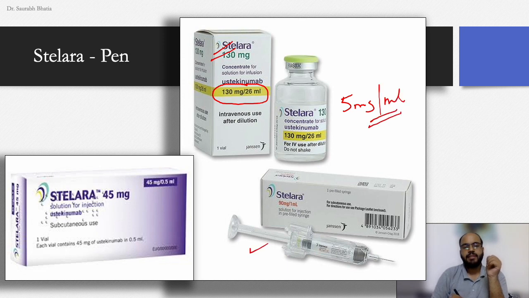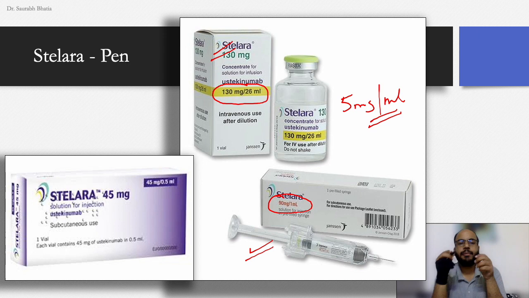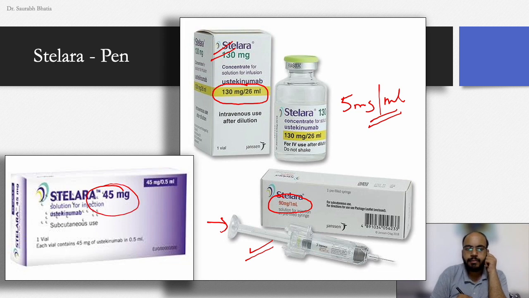This is a syringe which is pre-filled with either 45 or 90, and I can see here it is written 90. So this is a 90 milligram pre-filled syringe, in which you just have to push the plunger, and this is a 45 milligram pre-filled syringe for subcutaneous use. So you can see 90 milligram per 1 ml, 45 milligram per 0.5 ml. So this is an image that I have included.